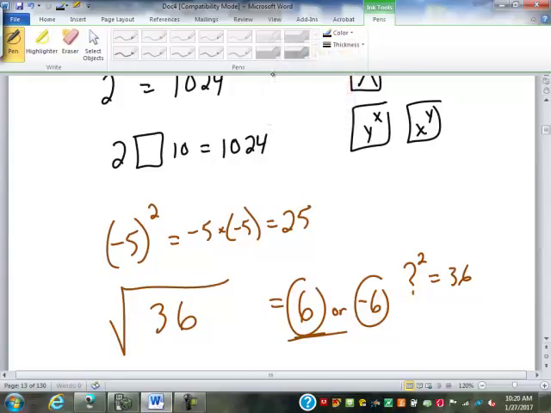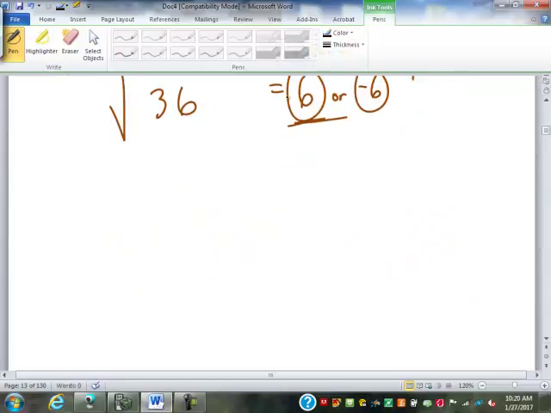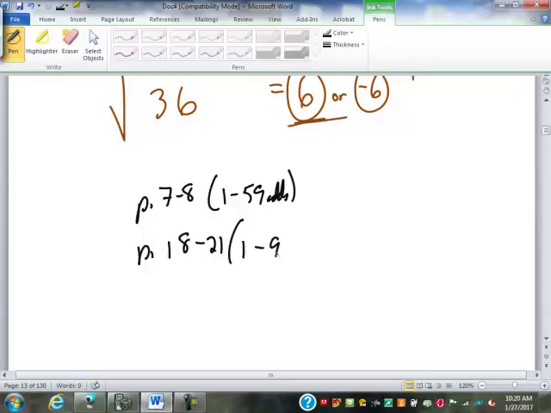So anyway, homework, I'll give it to you guys here, and they'll have to catch it off the recording. Is the page 7 through 8 listed on the sheet? 1 through 59, the odds. Page 18 through 21, 1 through 97, the odds. Page 29 through 32, 1 through 91, the odds.